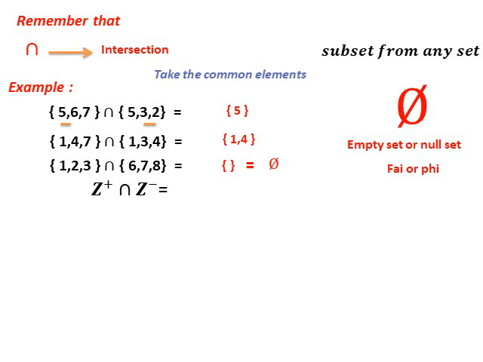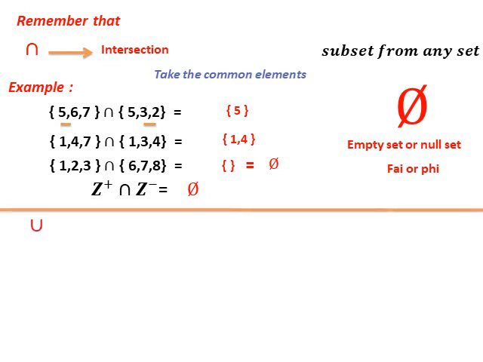Z positive is the positive numbers, just 1, 2, 3, 4, and so on. Z negative means negative 1, negative 2, negative 3, and so on. So do we find anything common between them? Yes. No. We didn't find anything common between Z positive and Z negative. So it will be phi. I didn't find any number common between them.